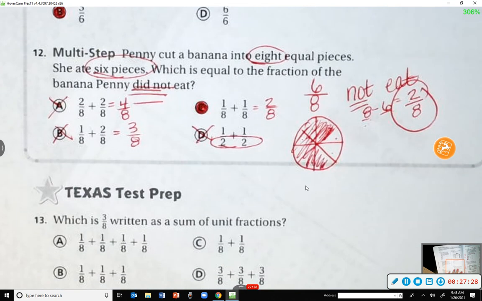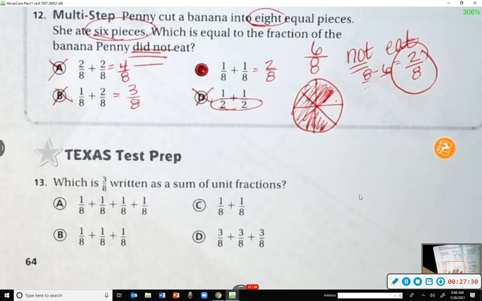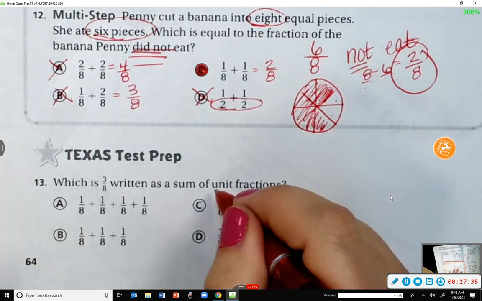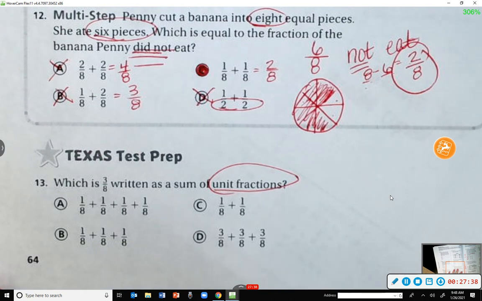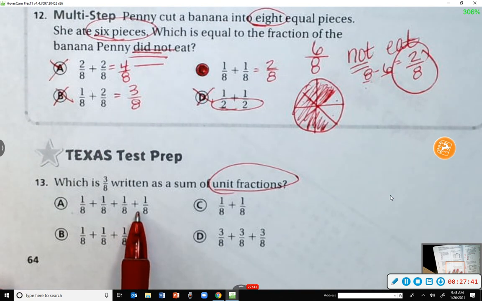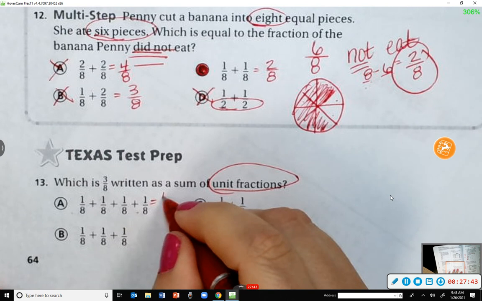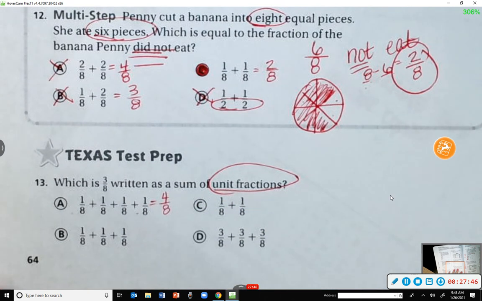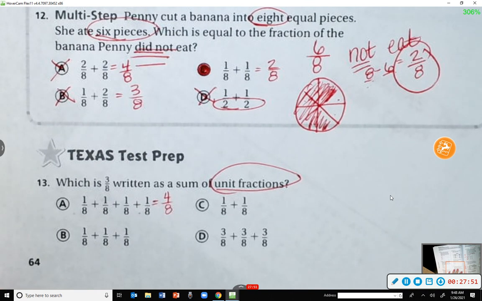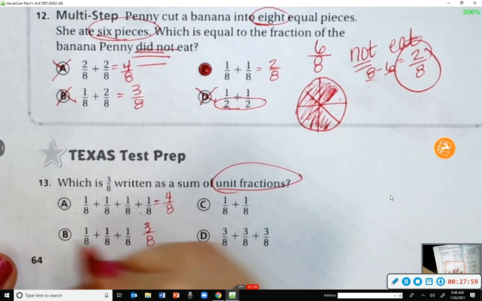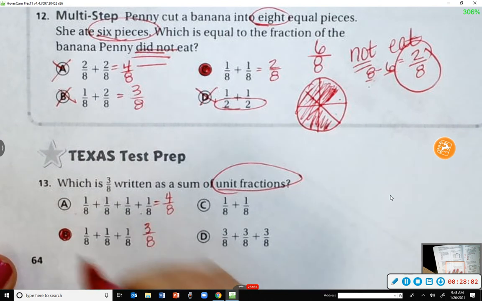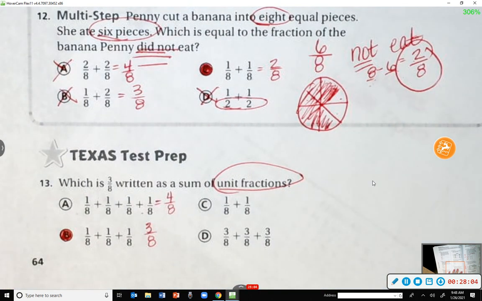Okay, the last one, which is 3/8 written as a sum of unit fractions. So we're breaking it apart into unit fractions. Okay, so does A look right? No, it equals 4/8. B? Yes or no? And I should hear more than just Allie. Yes, it's right. 3/8. B. All right, any questions on that? No, ma'am.